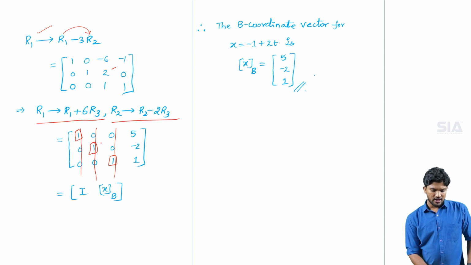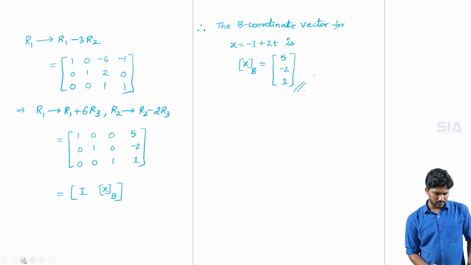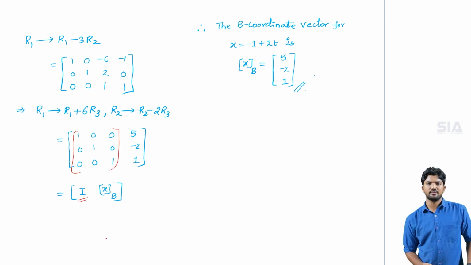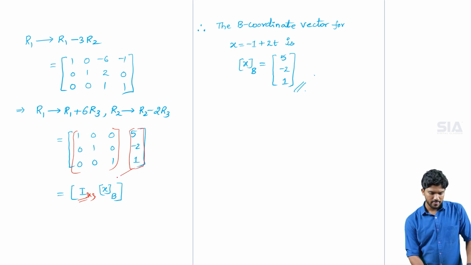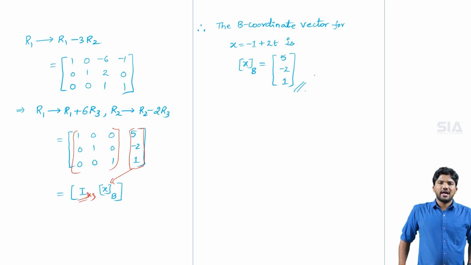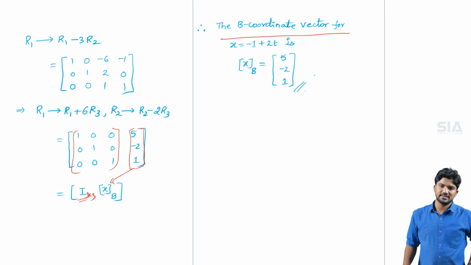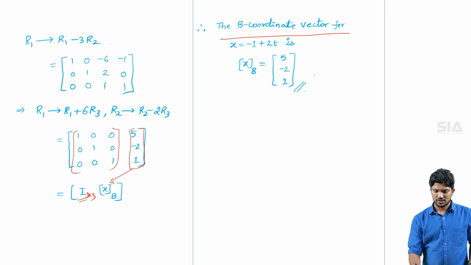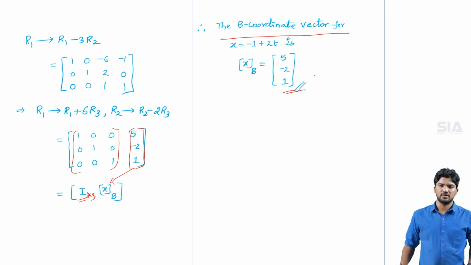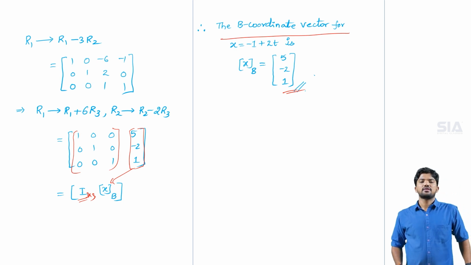So now after getting that, you can observe that this resultant matrix is the 3 by 3 identity matrix. This remaining one column matrix gives the capital B coordinate vector of small x. Capital B coordinate vector of small x. So the B coordinate vector for x is 5, minus 2, plus 1. That is the B coordinate vector of small x.